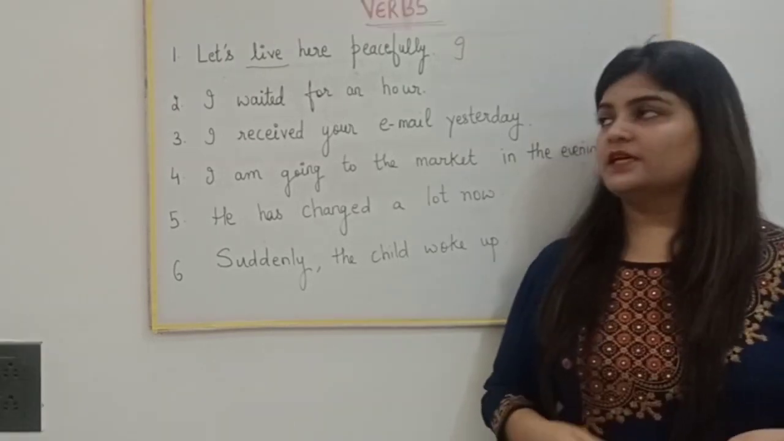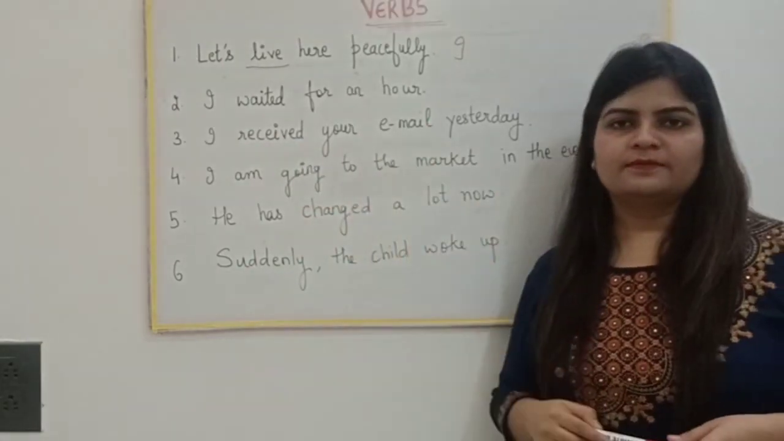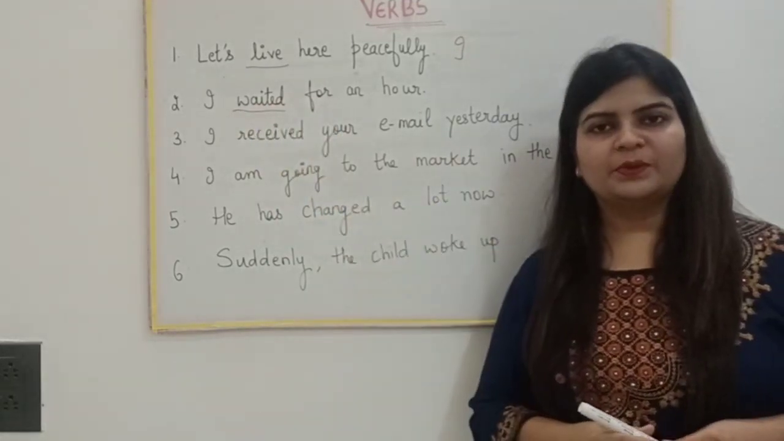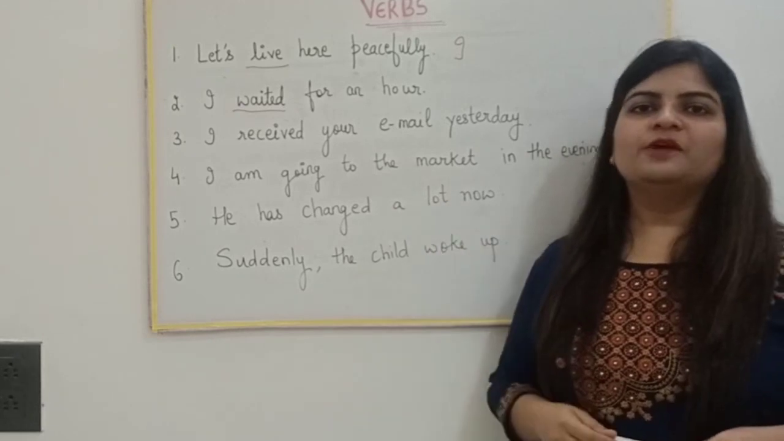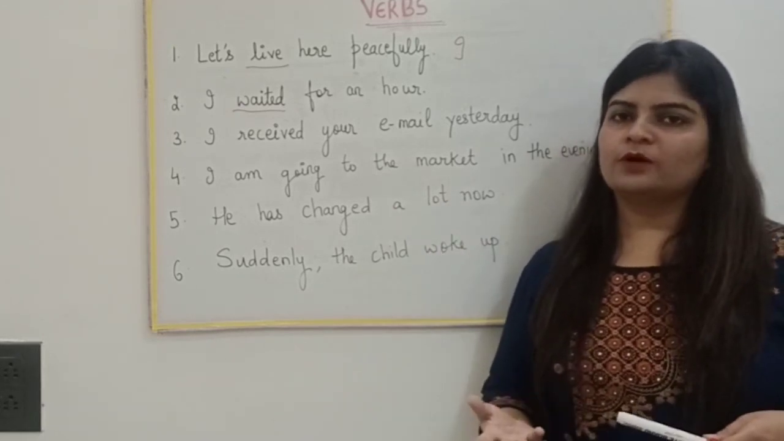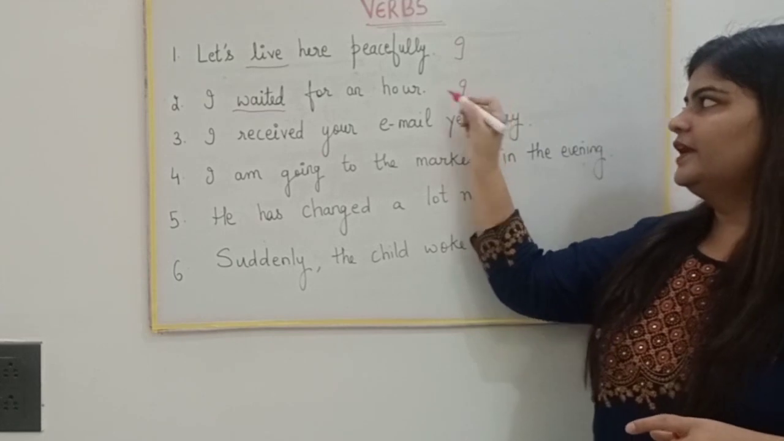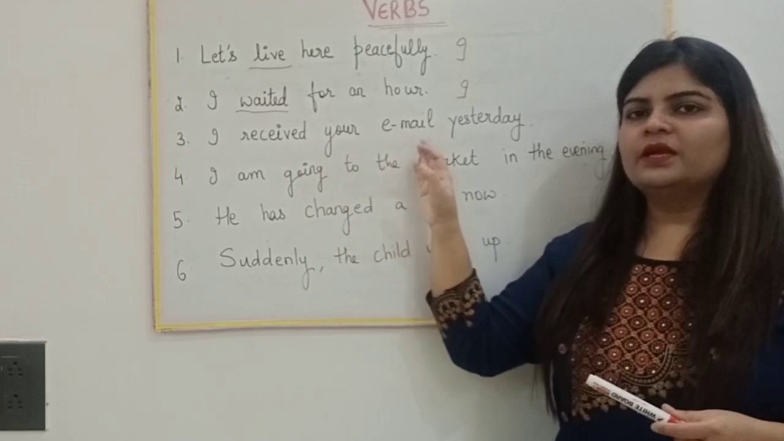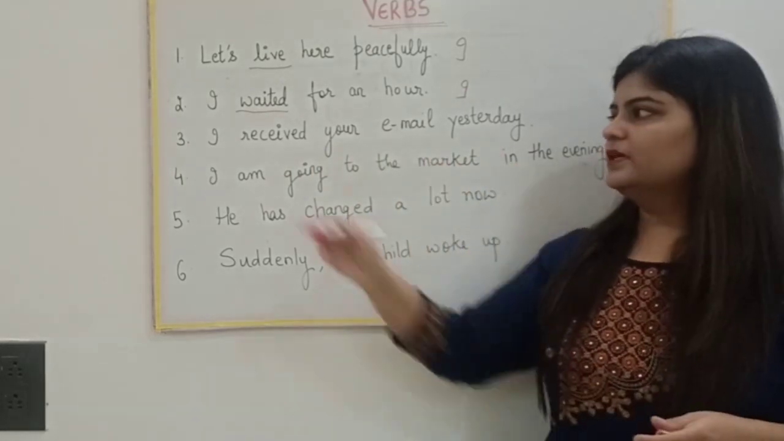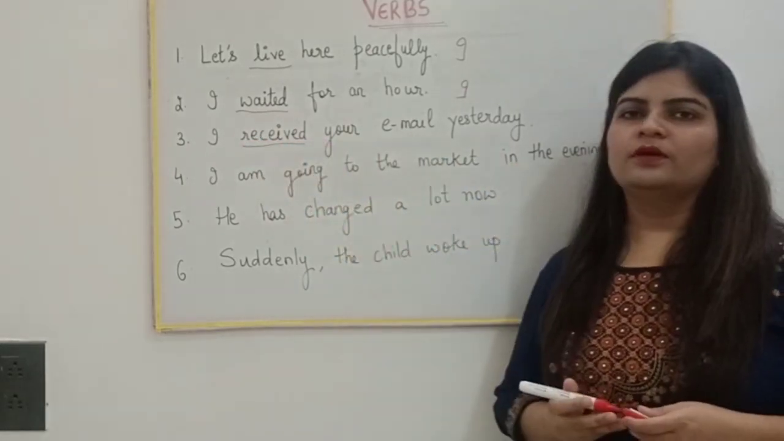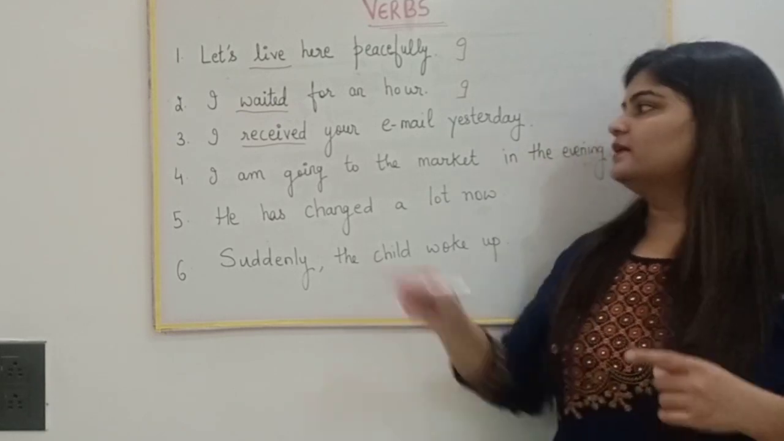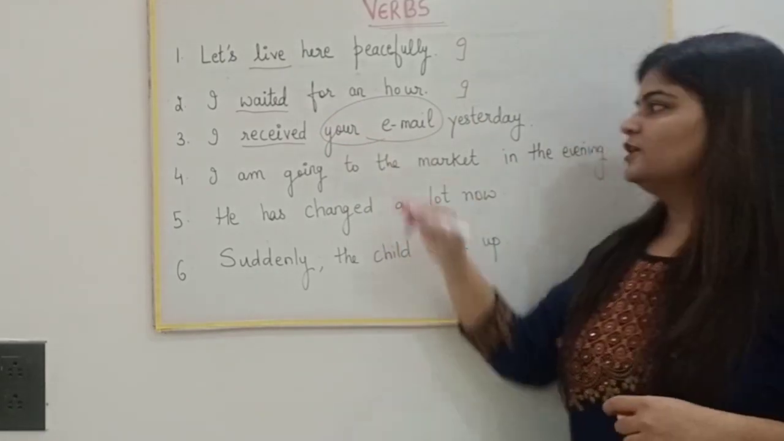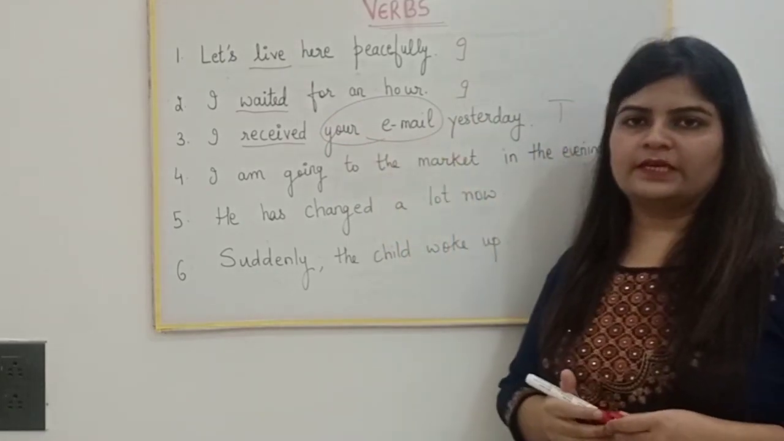The second sentence is, I waited for an hour. The verb here is waited. You can't ask any question like what, to whom, for whom. So it is also an intransitive verb. Coming to the next sentence, I received your email yesterday. The verb is received. Now, what has been received? Email. So this email is the object, and this sentence is transitive.